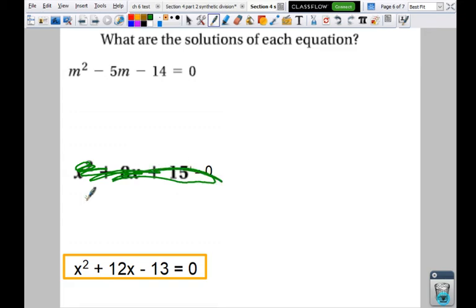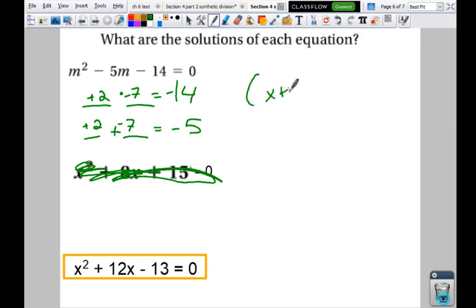Alright, I have m squared minus 5m minus 14. I want to know what times what equals negative 14 and adds up to the number in the middle, negative 5. Negative 2, 7. Alright, let's try it. Oh wait, no, negative 7, 2. Yep, because negative 2 plus 7 is positive 5. So we got the right numbers, we just got the signs flipped around.